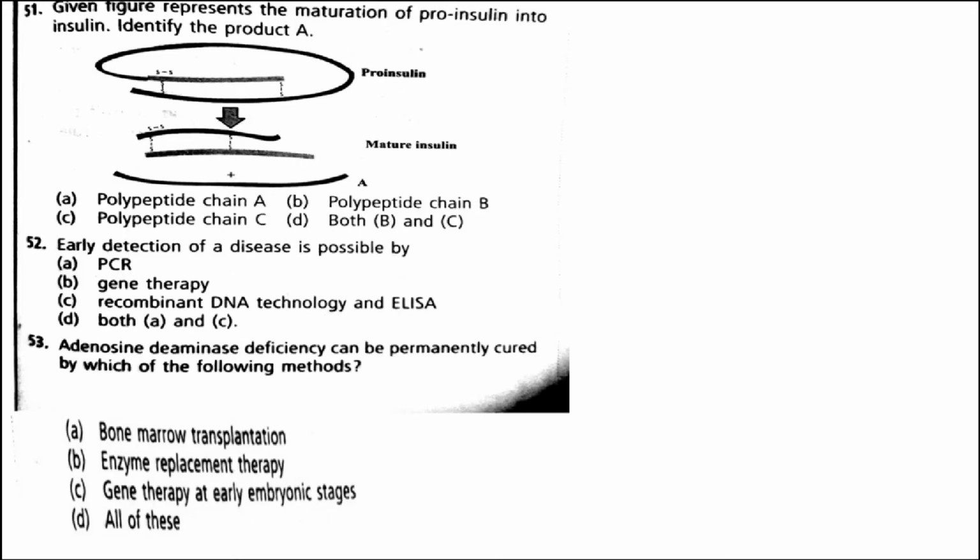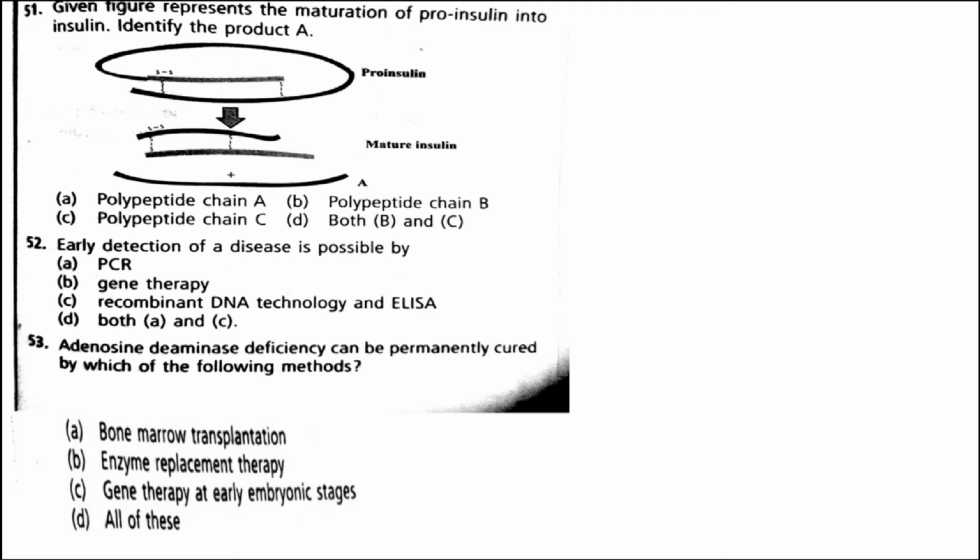Next, given figure represents the maturation of proinsulin into insulin. Identify the product A. A, polypeptide chain A, polypeptide chain B, polypeptide chain C. Option D, both B and C. And the answer is option C, polypeptide chain C.